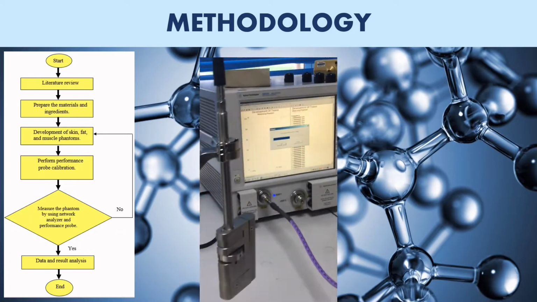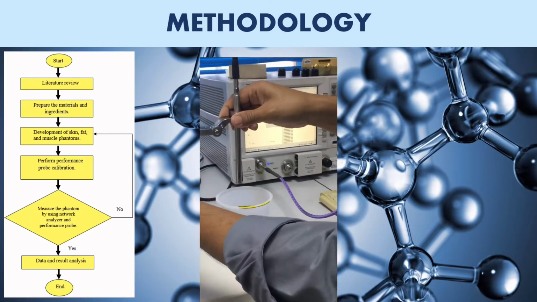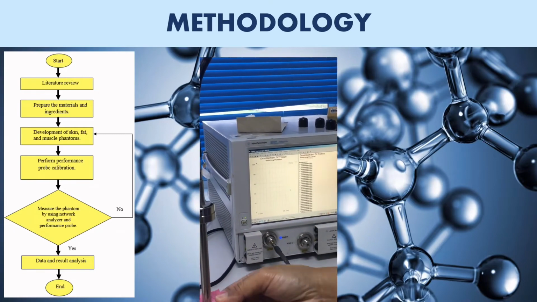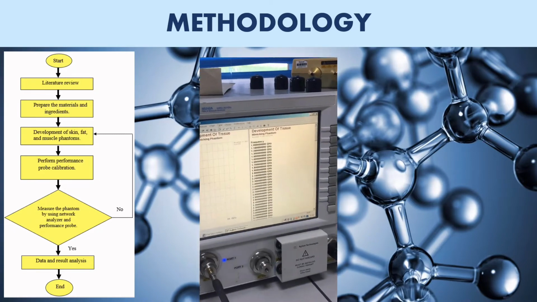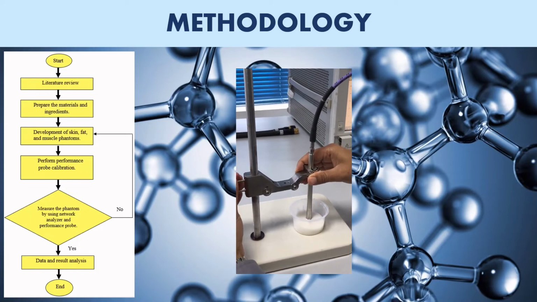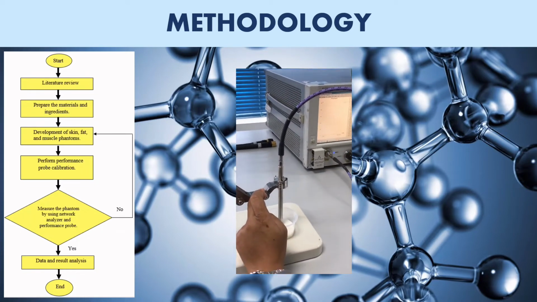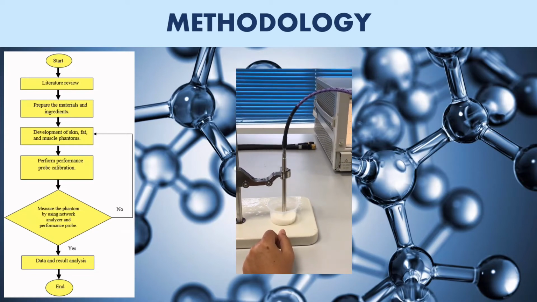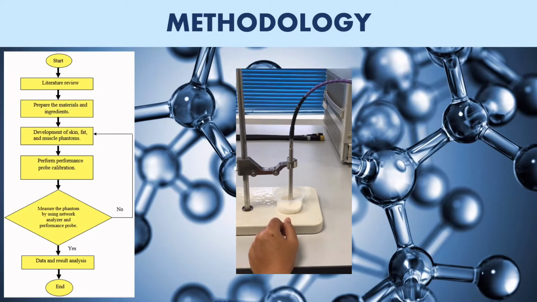Later, a shorting block is connected to the probe and the calibration is configured using water at room temperature, which is 21 degrees Celsius. After the calibration process, the phantom will then be measured using the performance probe, but before measuring the phantom, I make sure that the phantom is at room temperature to ensure accurate results during my analysis.